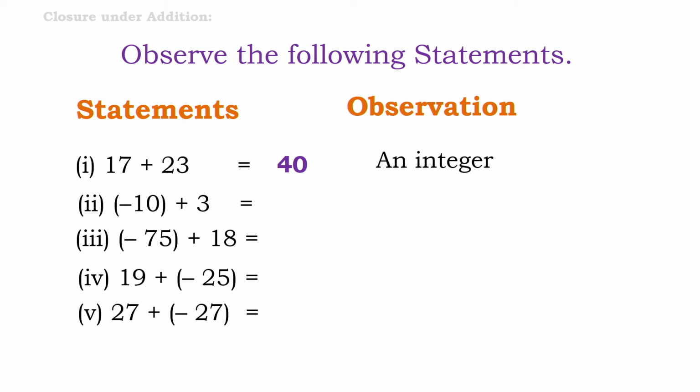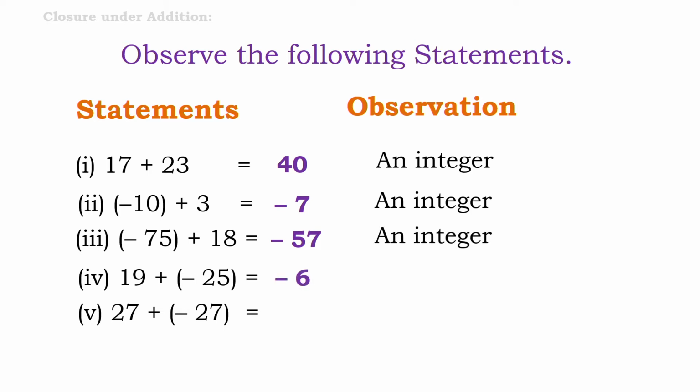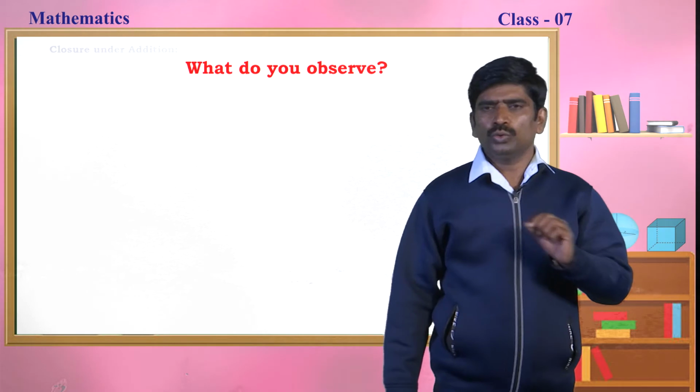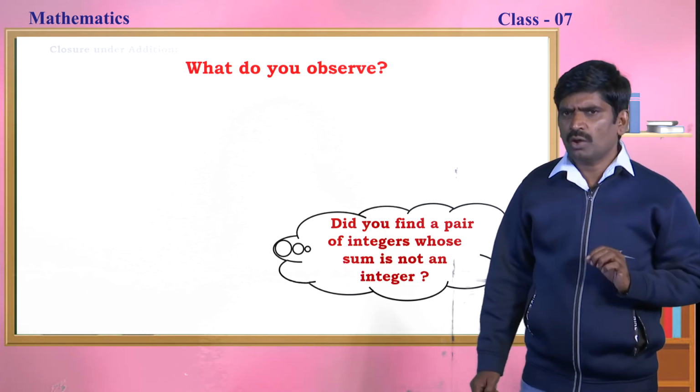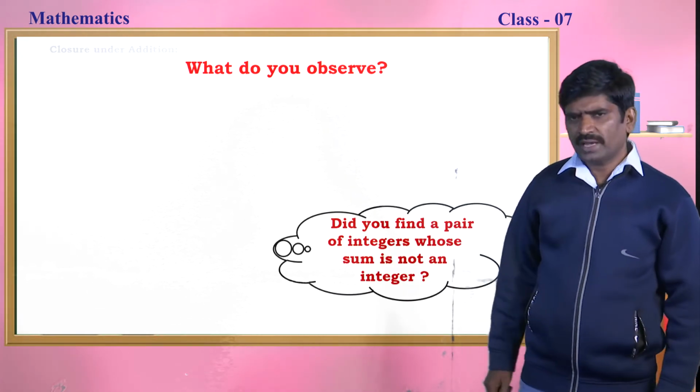Very good. Next one, what is the answer? -7. Is -7 also an integer? Yes, very good. Third one, -57. Is -57 also an integer? Yes, an integer. The fourth one, -6, yes, an integer. Fifth one, 0. Is 0 an integer? Yes, 0 is an integer, very good. What do you observe here? Did you find a pair of integers whose sum is not an integer?